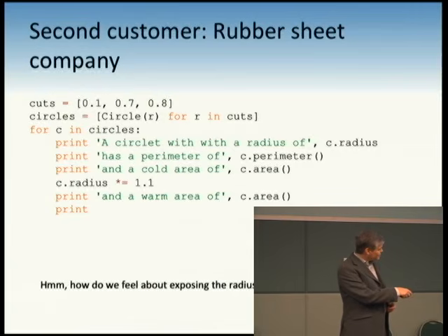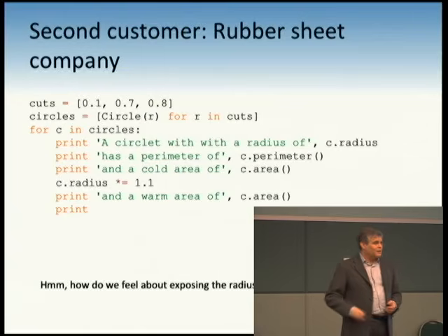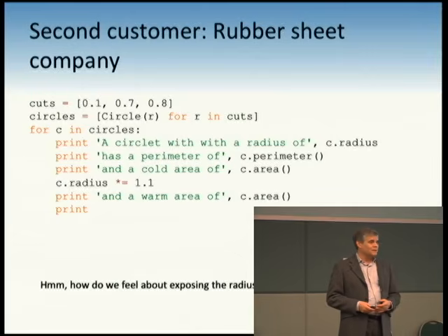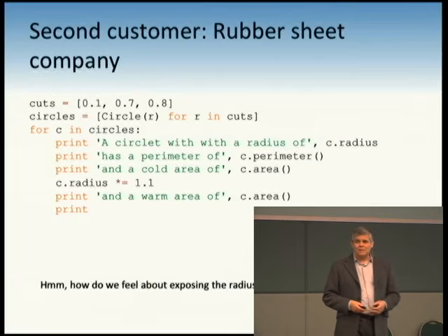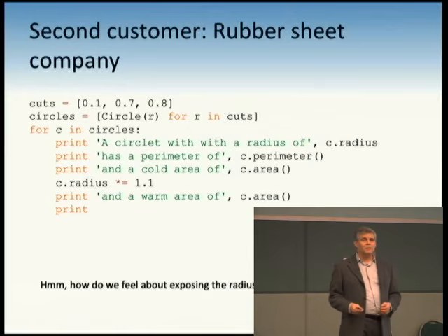But what would that do to our poor client? Look at this line here. What would it turn into? They would have to do a c.getRadius times 1.1, take the result of that and call c.setRadius. Isn't that awful looking code? It made our customers suffer for it. So let's just do things the Python way.